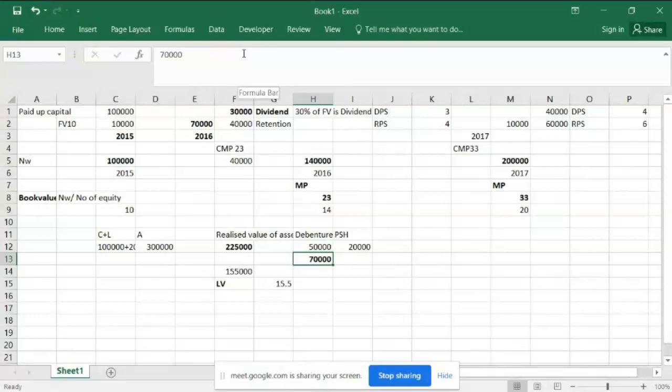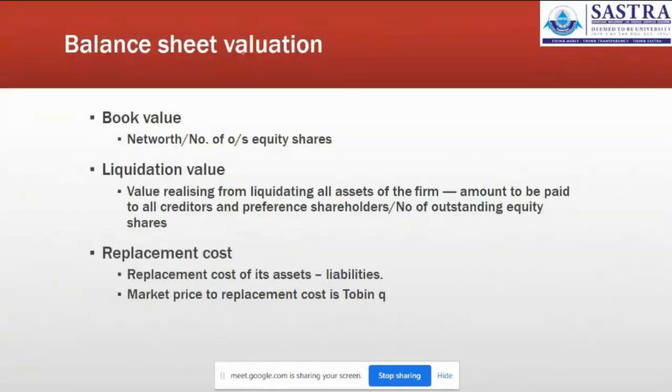If I am going to realize the value, the residual value is available for the equity shareholder. We can call it the liquidation value or residual value. The residual value of 1,55,000 rupees is available. There are about 10,000 shares issued by the company, so 15 rupees 50 paise per share is available as the liquidation value. So this is found from the liquidation value. This is the second part.